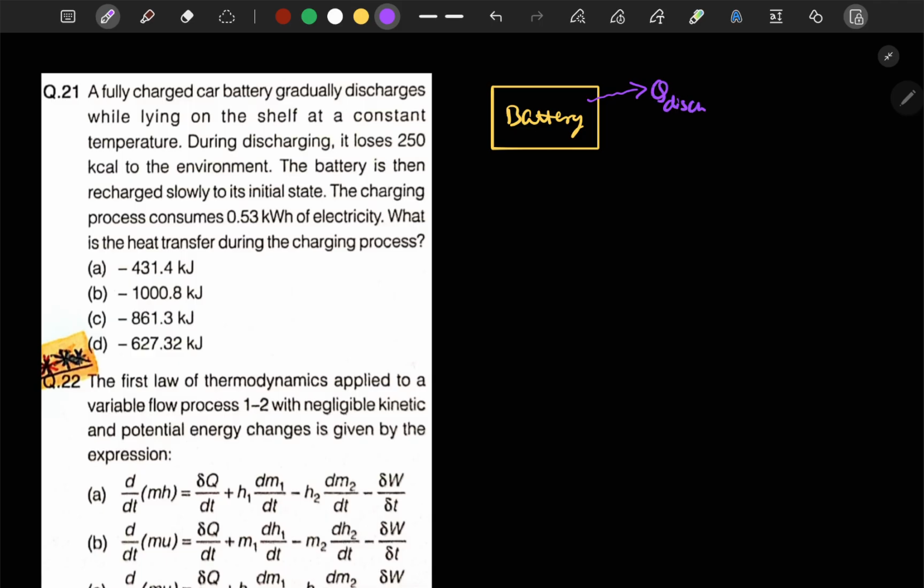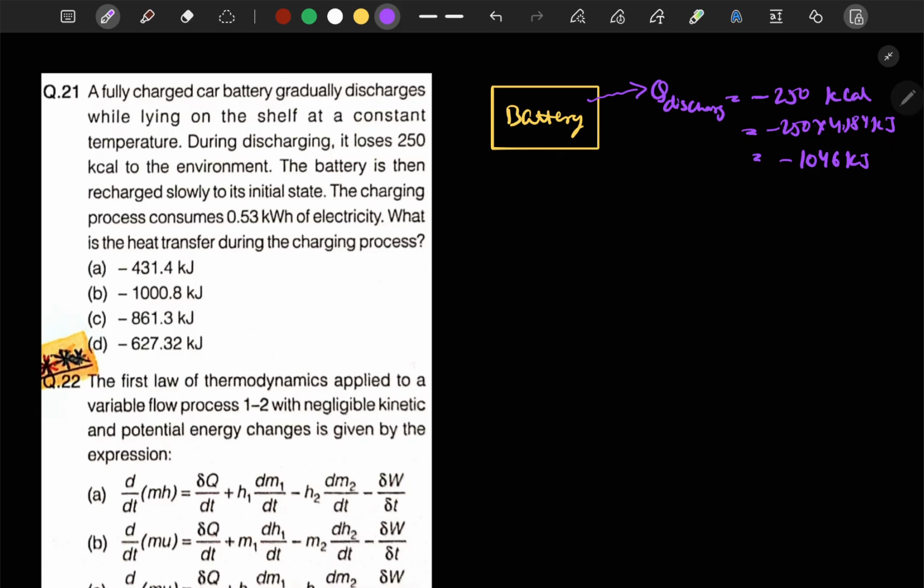Q discharge is equal to, we can mention it in negative terms because it is a loss, minus 250 kilocalorie. We can multiply it with 4.2 to convert it into kilojoule, or to be more exact 4.184. Okay, so we will get Q discharge as minus 1046 kilojoule.